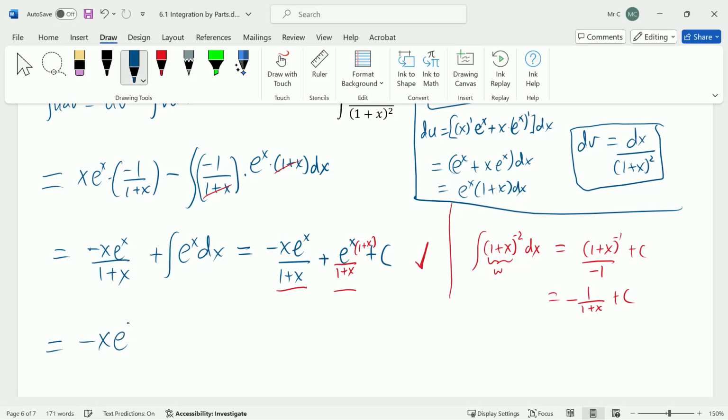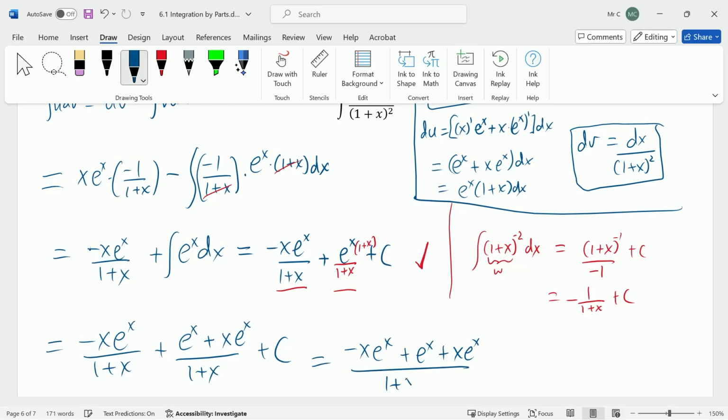That's negative x e to the x over 1 plus x plus e to the x times 1 plus x gives me e to the x plus x e to the x all over 1 plus x. Don't forget your plus c. And now, since I have a common denominator, I can add these all together and we get negative x e to the x cancels the positive x e to the x. Might be a little bit more clearer if I write it all as one fraction first. So I'm going to do that. Negative x e to the x plus e to the x plus x e to the x all over 1 plus x plus c.